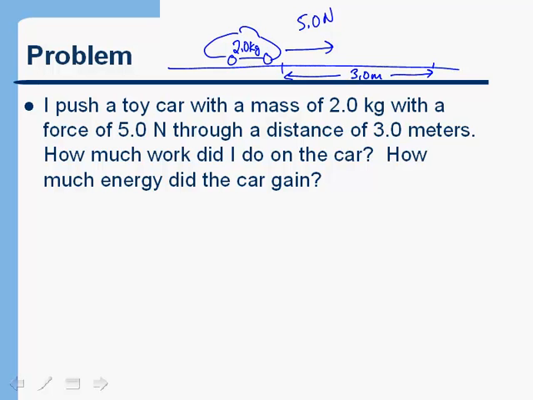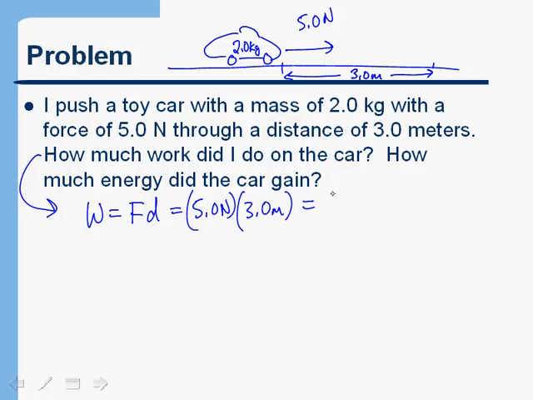Well, the first thing that you'll notice is to calculate how much work I do on the car, I don't need the mass of the car, I just need the force and the distance through which the force acted. In this case, I have 5 newtons times the distance, which is 3 meters, and therefore the work done is 15 joules. So that's the work that I do on the car. Now the next question is, how much energy did the car gain? Well, remember, when we do work on an object, we're either giving it energy or taking it away. In this case, we gave that car 15 joules of energy. So the answer is simply 15 joules.